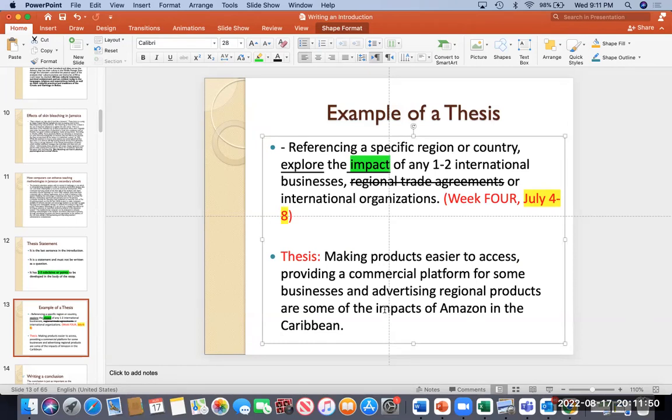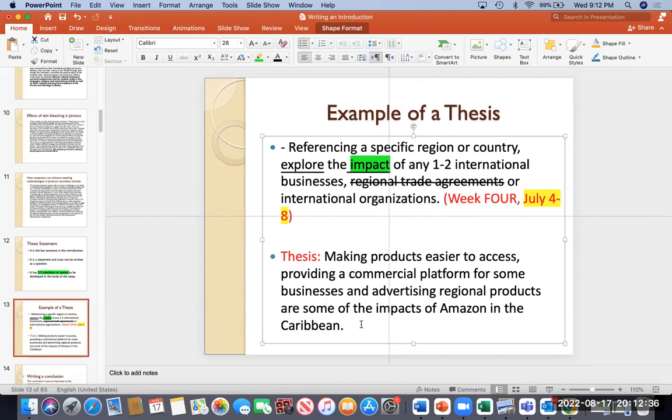Right? So remember, now it says referring to a specific region or country. Have we done that in this question? Because we're going back to the question to determine whether or not we have answered it. Have we referred to a specific region or country? Did you say the Caribbean? Yes, so the region is the Caribbean. Have we explored the impacts? Yes, sir. Right, because we have stated them. And have we selected 1 or 2 international businesses? Yes, sir. Exactly, so it means that we have a thesis.